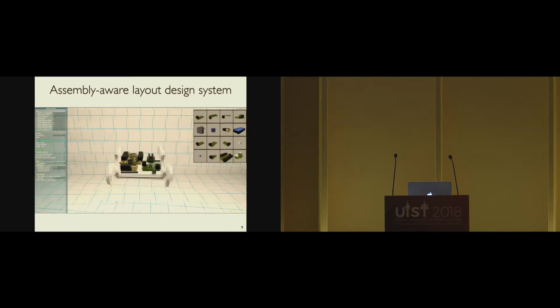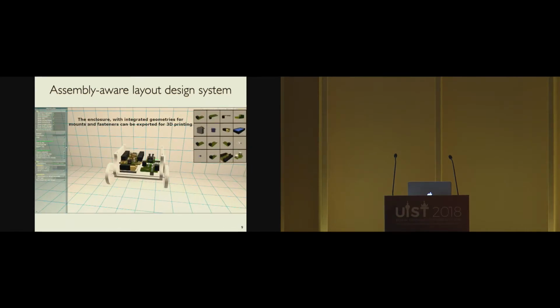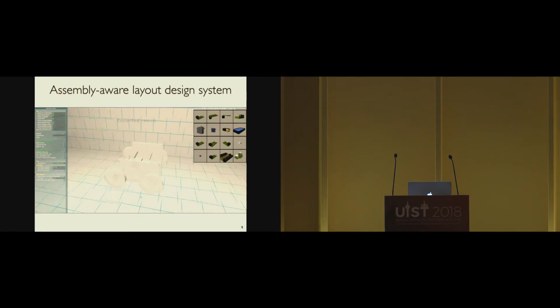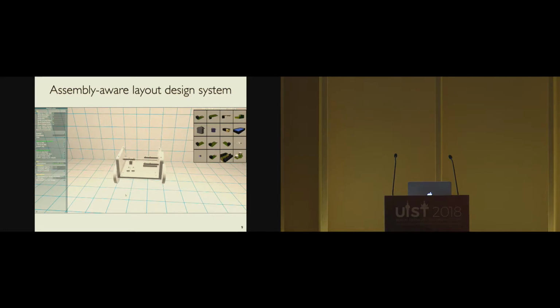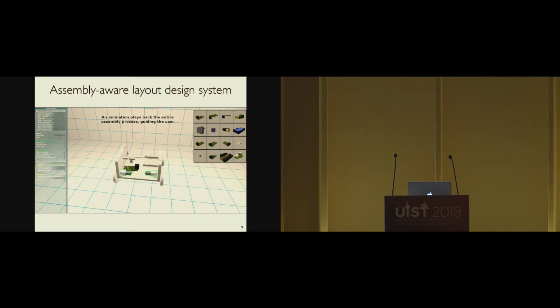This is the final optimized design, which can be exported for 3D printing from within our system. When this export is done, our system integrates necessary mounting structure geometries and fastener geometries in the original enclosure geometry so that it can be 3D printed in one piece. Then all the user has to do is to buy components and put everything together to get a functional device. Our system also provides an animation to guide the user through the actual assembly process.